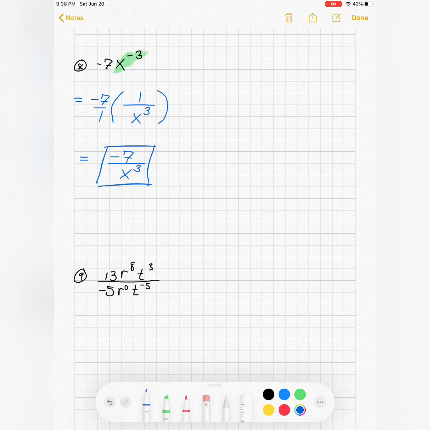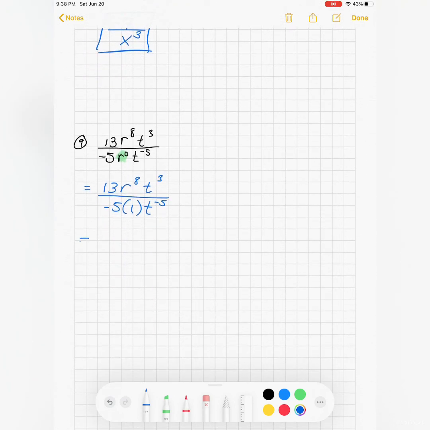Okay, so what about something like this? So what to do first? Maybe I'll go ahead and make that r to the 0 into a 1. Need more room. Let's see, negative 5, 1 t to the negative 5. So 13 r to the 8th t cubed over negative 5 t to the negative 5th.